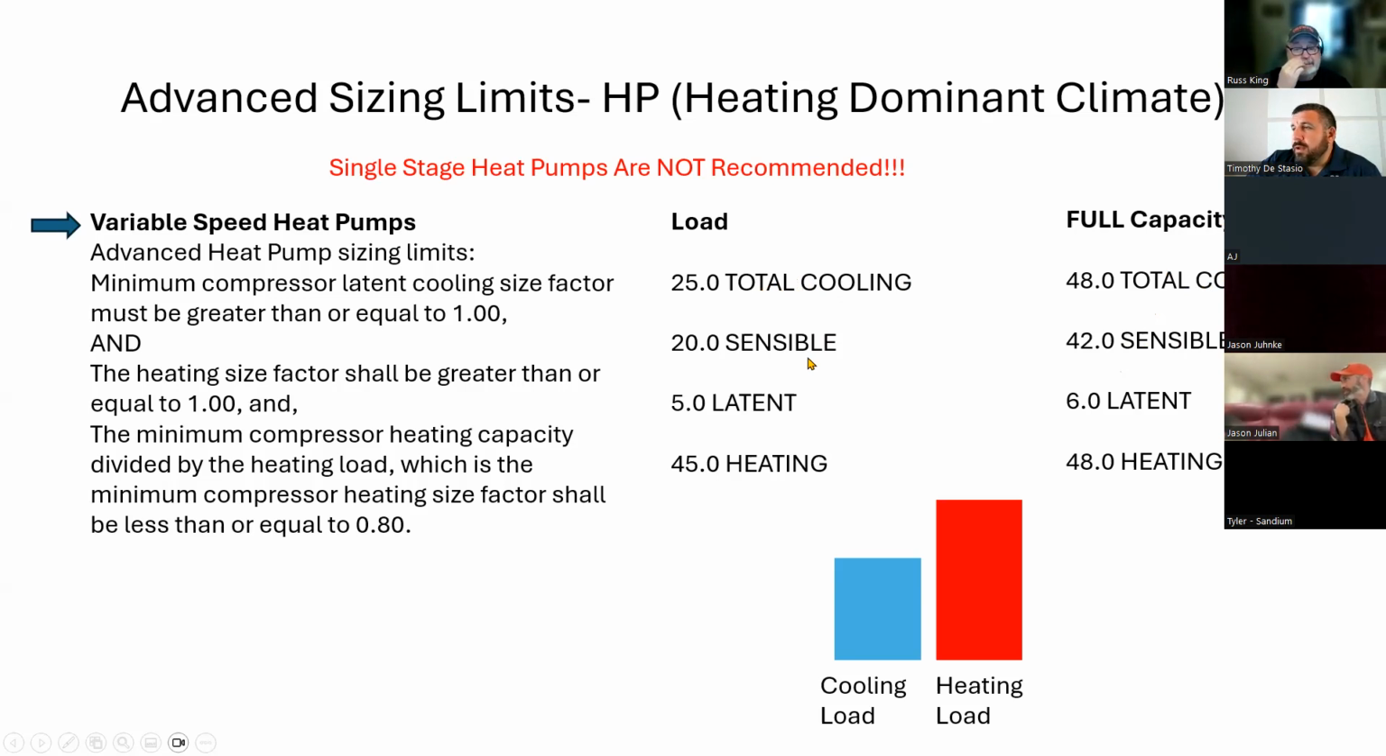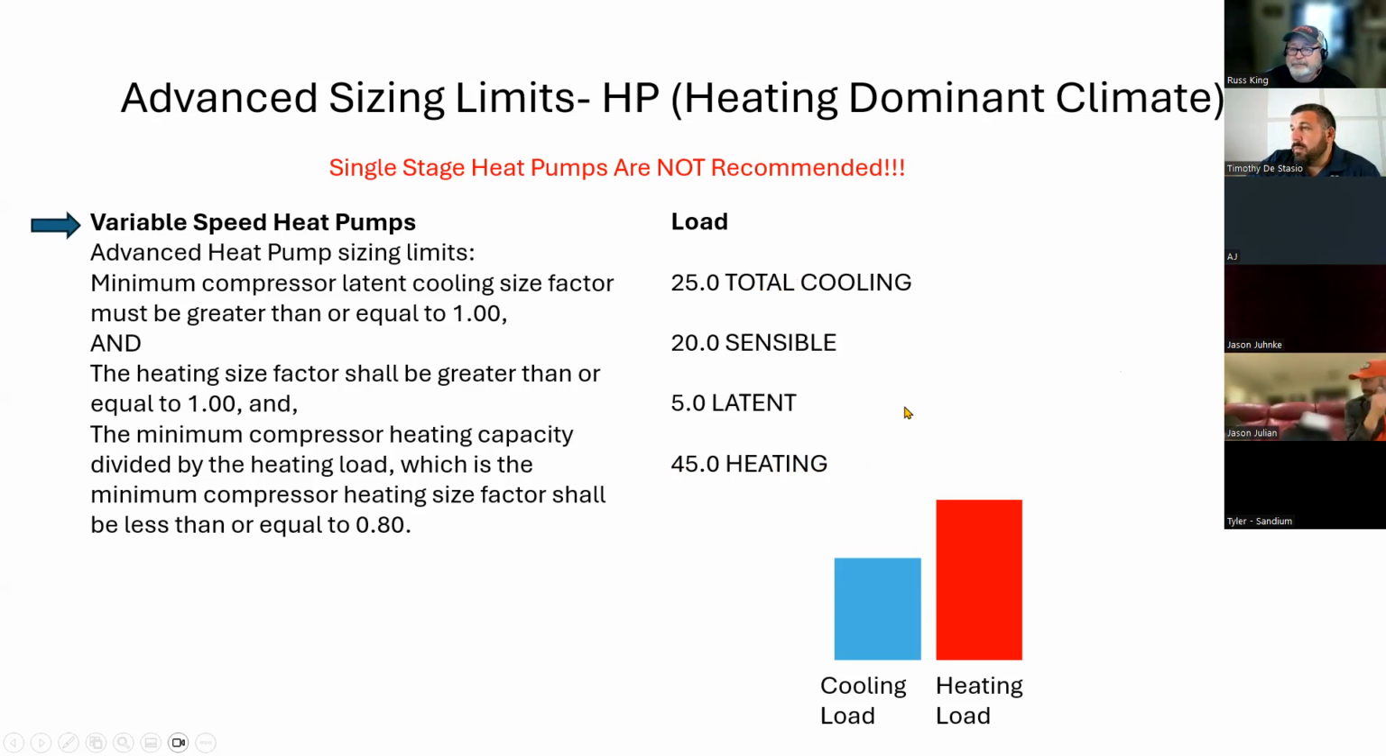All right, trying to click through everything. Here's our heating load. Here's our heating capacity, 45 load, 48 capacity. We exceed that. So we're actually going to be able to meet that heating demand without using any supplemental heat. That's a good thing. All right, but then the question is, can we meet our latent load?